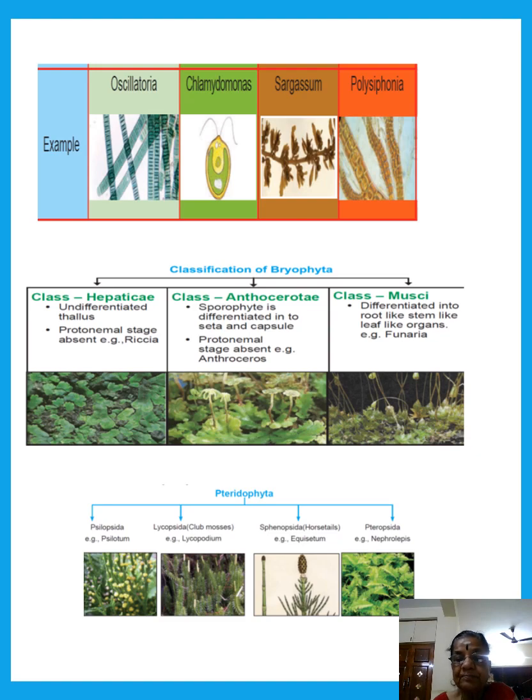About the thallophyta. Then next, classification of bryophyte: class Hepaticae, class Anthocerotae, class Musci. The undifferentiated thallus is Riccia and Marchantia, whereas Anthocerotae, example Anthoceros. And class Musci, the stick-like structures standing there, are producing the spores. Example Funaria. What you are seeing in this figure is Funaria. This is Anthoceros and this is Riccia.